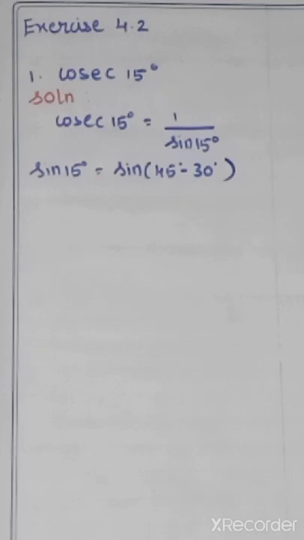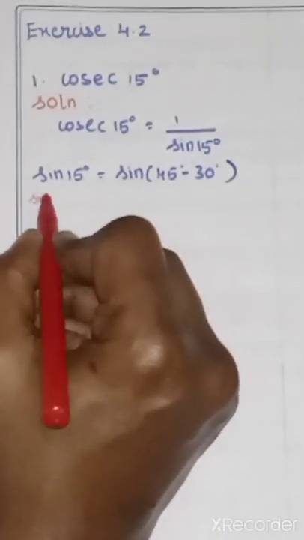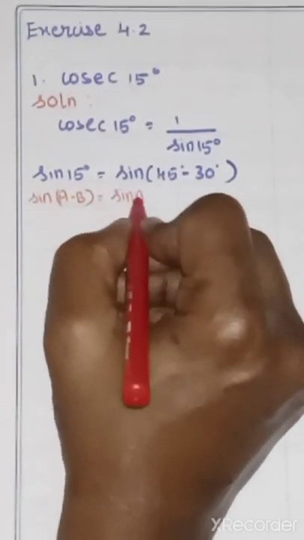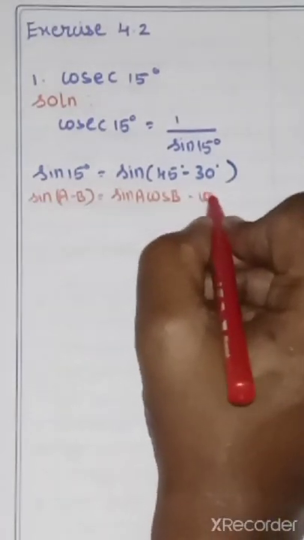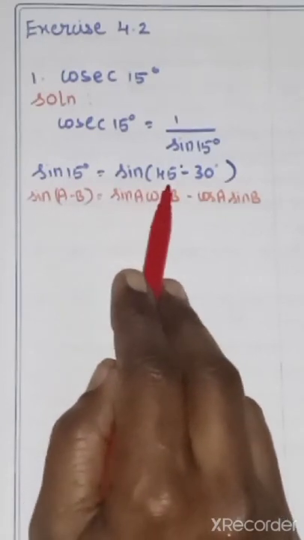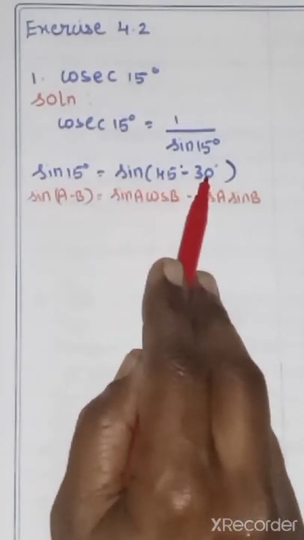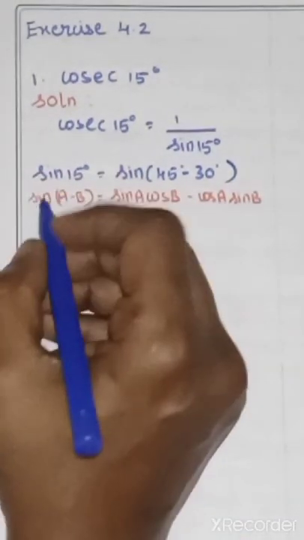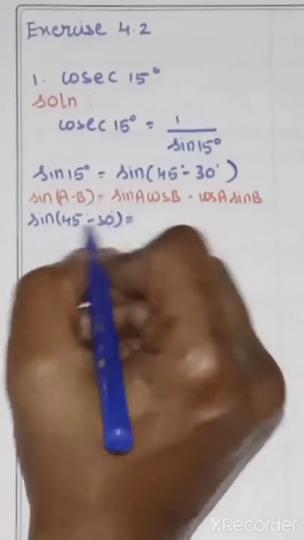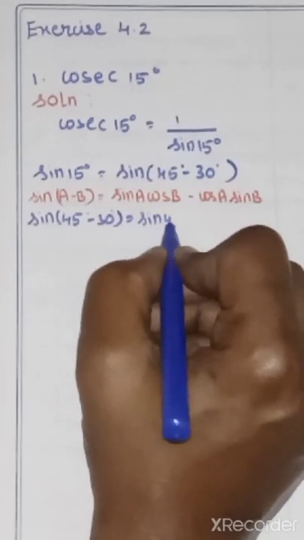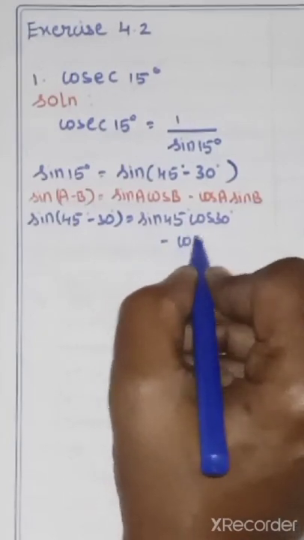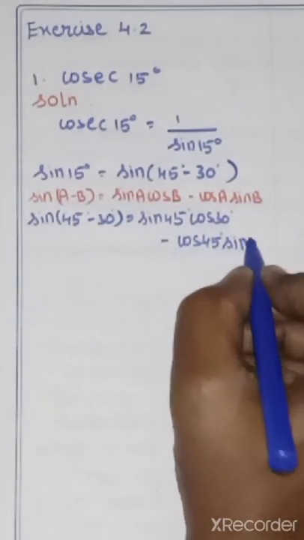Now, we are going to use the formula for sine (a minus b). What is the formula? Sine a cos b minus cos a sine b. Here the a value is 45 degree and the b value is 30 degree. So we can write sine (45 degree minus 30 degree) equals sine 45 cos 30 minus cos 45 sine 30.